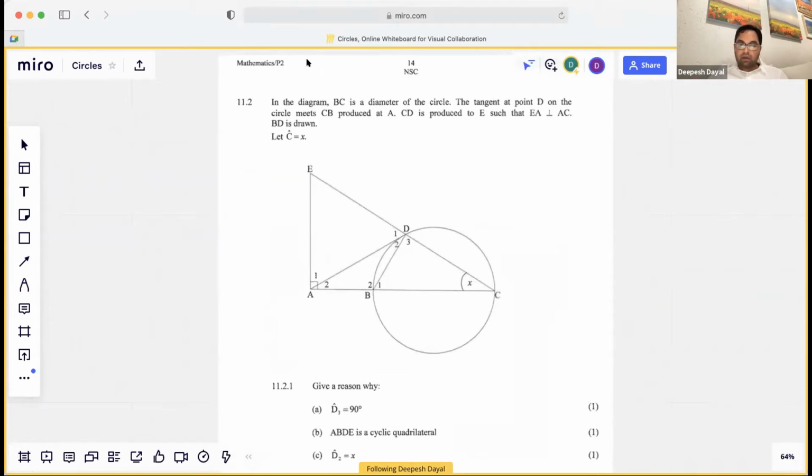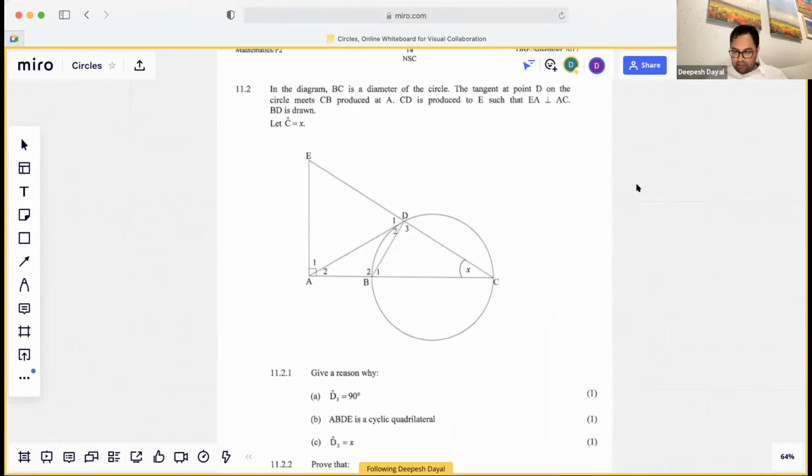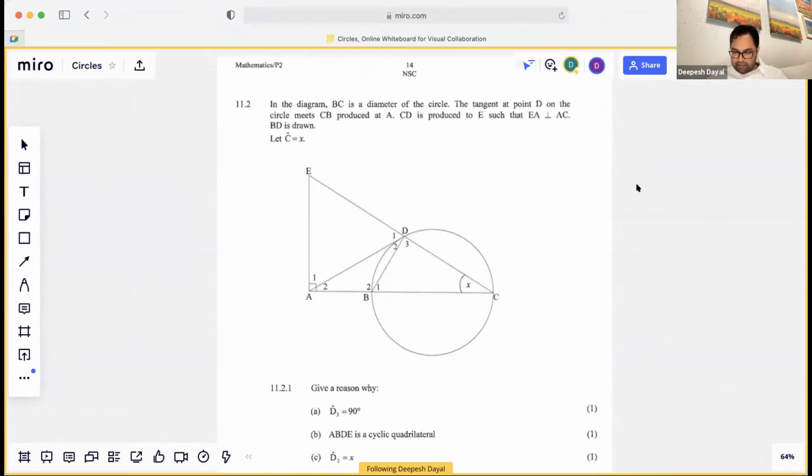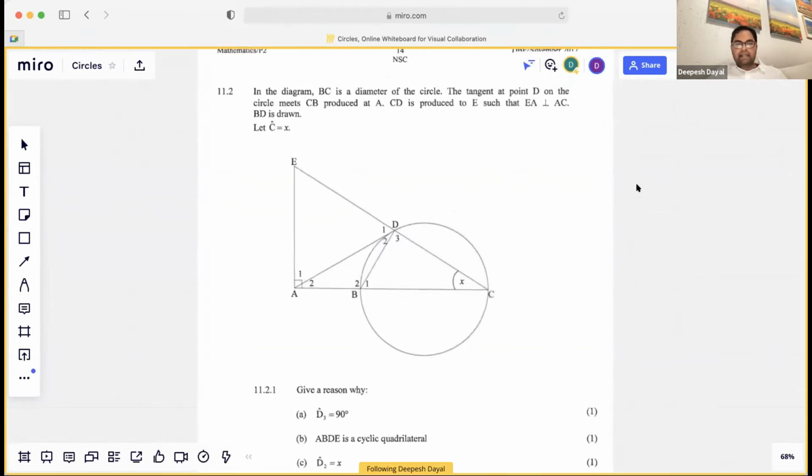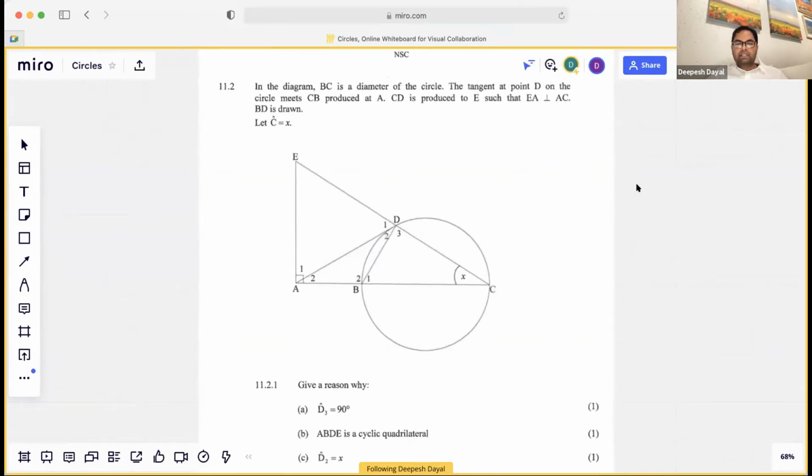This question is quite a long question. I am going to try and do as much as possible. However, if not, I'm going to assign you for homework. So it says in the diagram, BC is the diameter of the circle. The tangent at a point D on the circle meets CB produced at A, and CD is produced to E such that EA is perpendicular to AC. BD is drawn. Let C equal X.